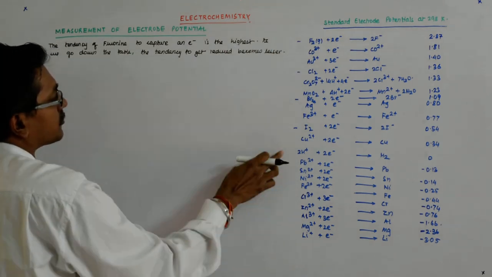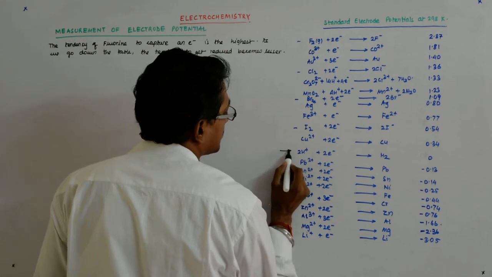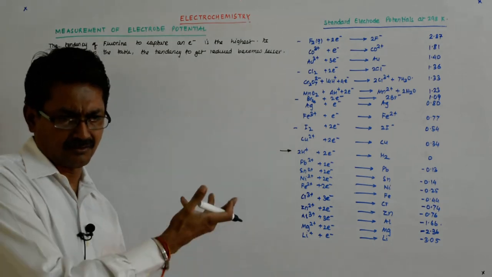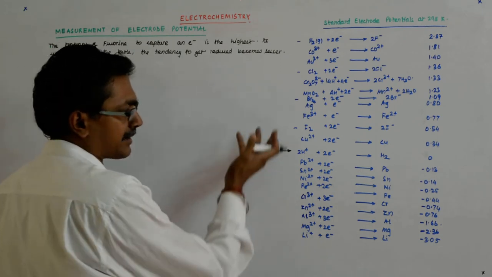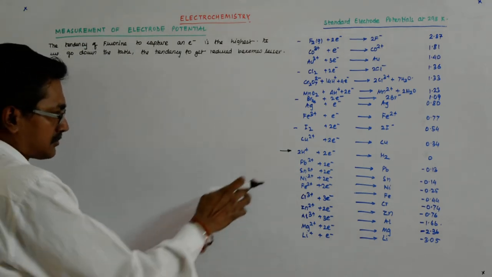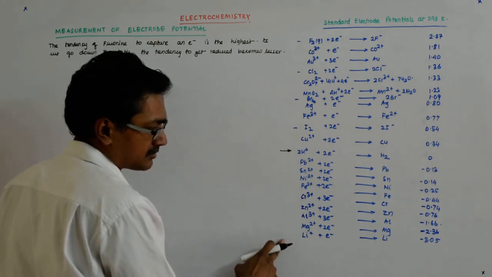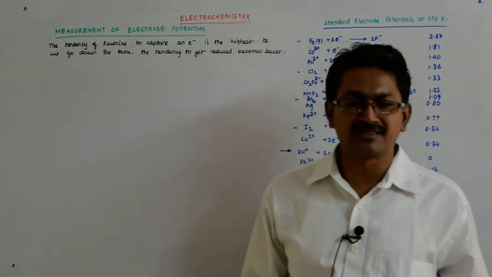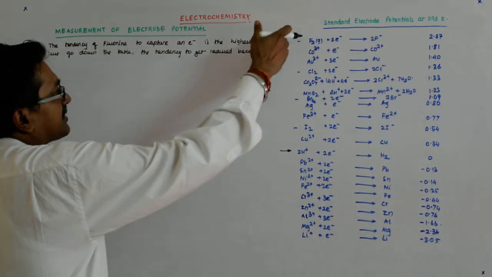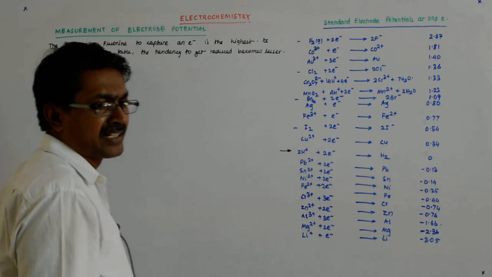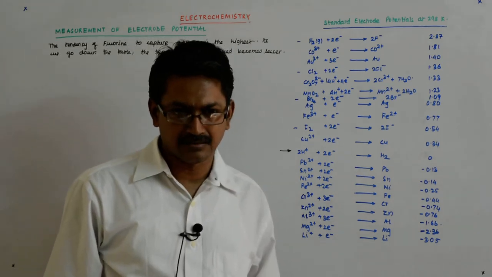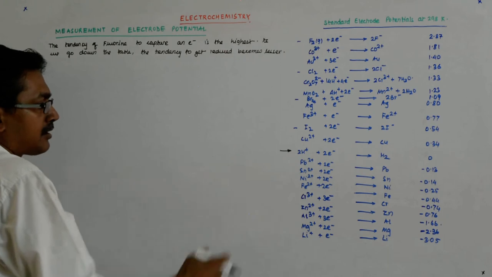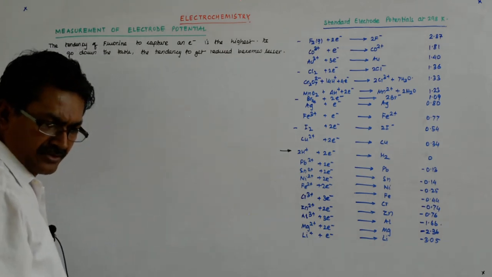Also, those which lie above this have a greater tendency than hydrogen ion to get reduced. Fine, because obviously hydrogen is there, and those below it have lesser tendency to get reduced. You see, these are metals. Obviously, since they are electropositive, their tendency to get reduced is less. So you can say that this is also the gradation of the metallic properties of the elements. As we go lower, the metallic property increases.